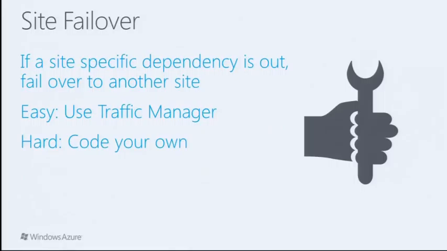Now, my approach is if a site-specific dependency is out, we should just fail the whole site across. So rather than trying to work around a SQL Azure outage and potentially using a SQL Azure database from another data center, we should probably just route the traffic across. Now, you could hard code your own method of doing this. There are some third parties you can use as well, and of course we've just talked about Traffic Manager for doing that.